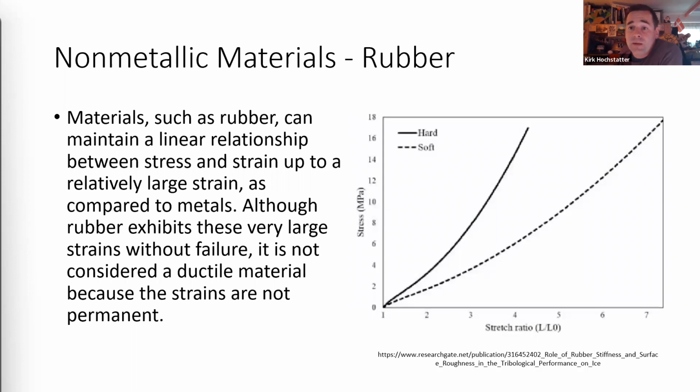Non-metallic materials such as rubber maintain a linear relationship between stress and strain up to relatively large strains as compared to metals. Beyond the proportional limit, the behavior depends upon the type of rubber, as some kinds of soft rubbers will stretch enormously without failure.